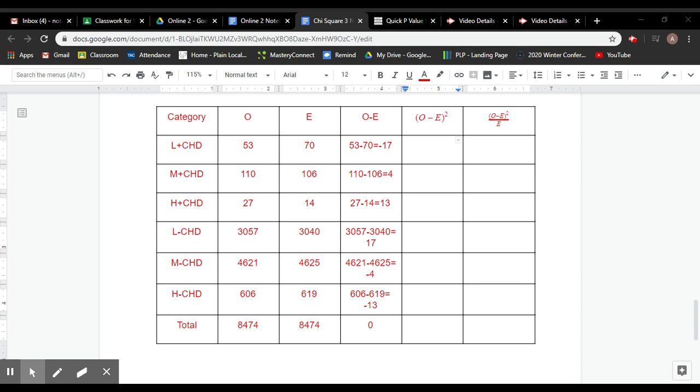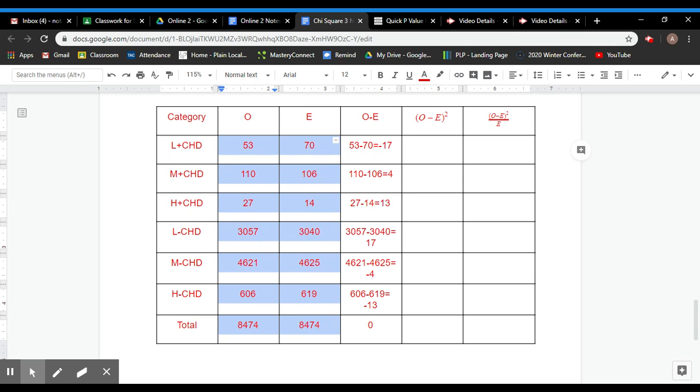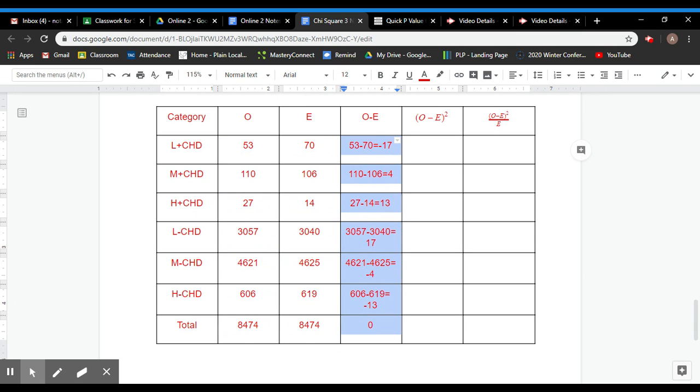All right, part 3, hopefully the last part. So all I've done is entered all my data into the table, and I did the O minus E part, so observed minus expected. Next, we're going to take O minus E squared. So I'm just going to square everything I got in this column.